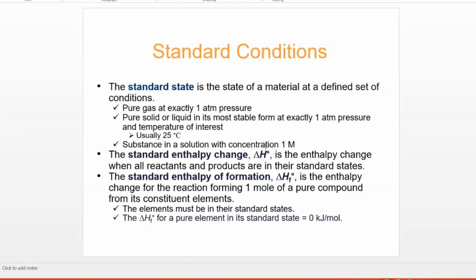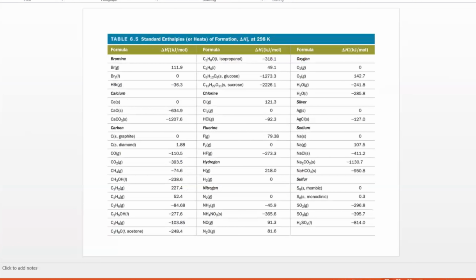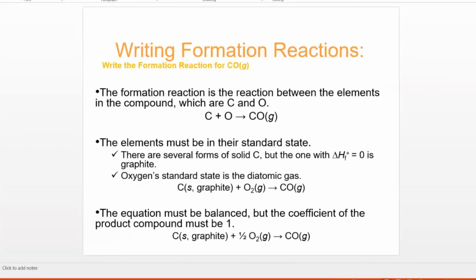So we have the standard enthalpy change, which is for the reactants in their standard states. This means that pure gases are exactly 1 atm, pure solids or liquids are 1 atm, and we have a temperature of 25 degrees, so that's 298 K. Substances in a solution have a concentration of 1 molar. And we have these standard delta H's of formation for any given compound that will be given to us.